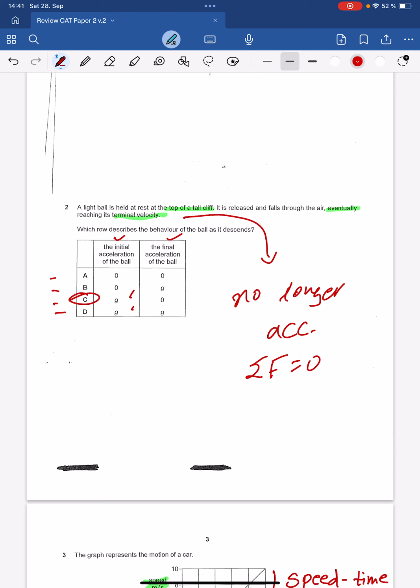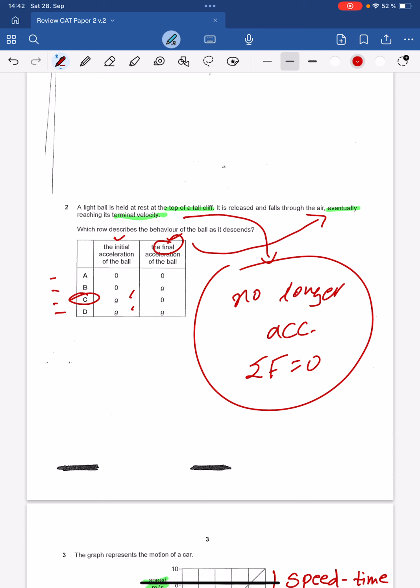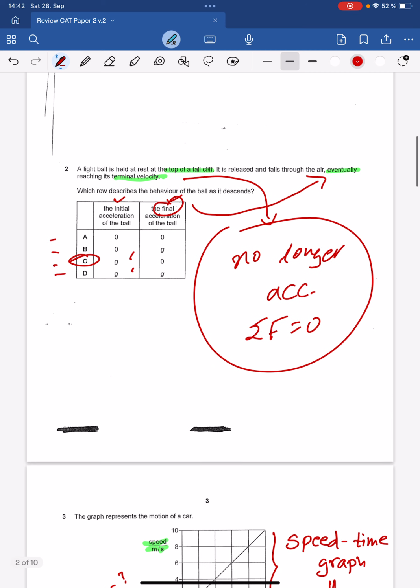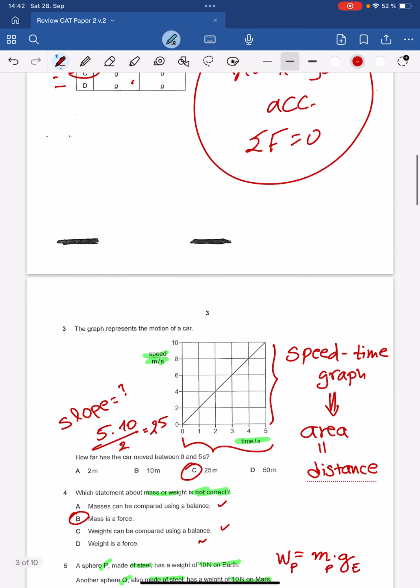Now the difference between them is the second option, which is the final acceleration of the ball. Final corresponds to what eventually happens, which means it reaches terminal velocity. So, having reached terminal velocity and knowing what terminal velocity means from theory, we know that the acceleration should be 0. Therefore, we choose C and not D. That's the full analysis on question 2.